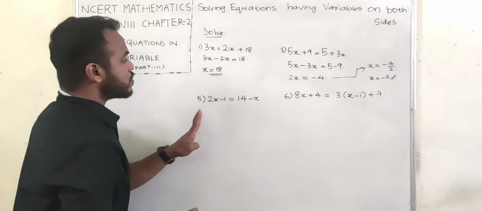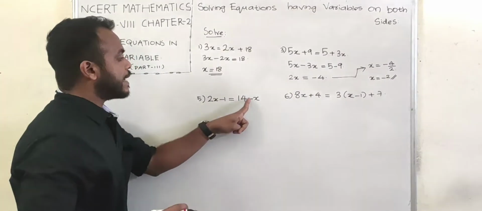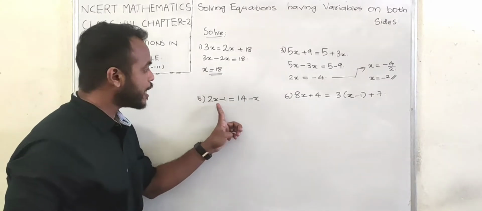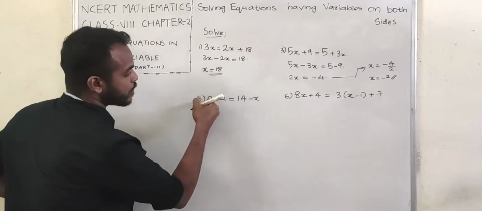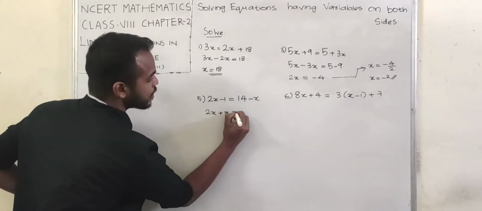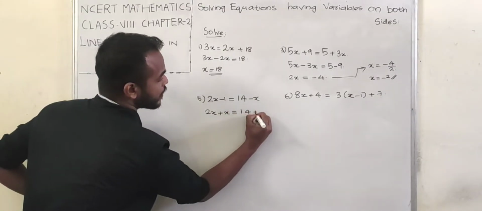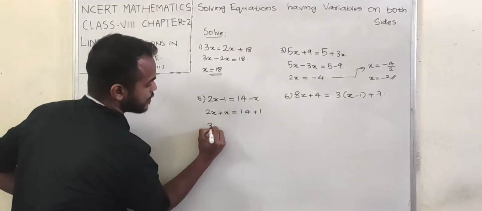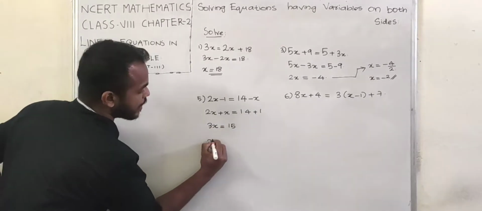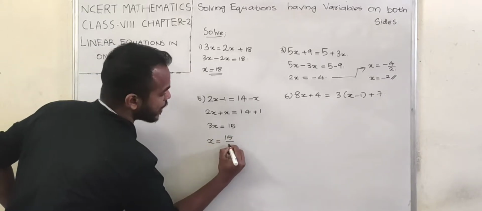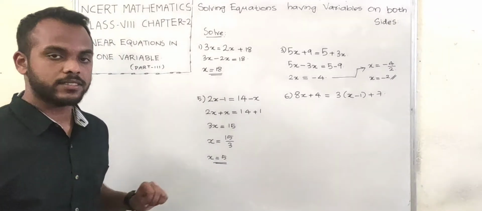Now, coming to the fifth question, let's see. 2x minus 1 is equal to 14 minus x. Then take this x to the left hand side and minus 1 to the right hand side. So it happens 2x. This minus x, when it comes to the LHS, becomes plus x. Then there is the equal to sign. Minus 1 taken to the right hand side will give us plus 1. 2x plus x is 3x is equal to 14 plus 1, which is 15. Then x is equal to 15 divided by 3, or x is equal to 5. That's the answer for you.